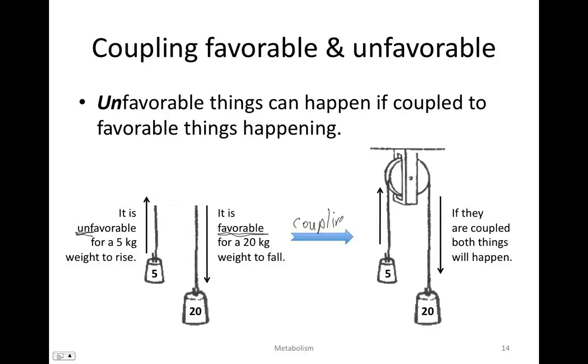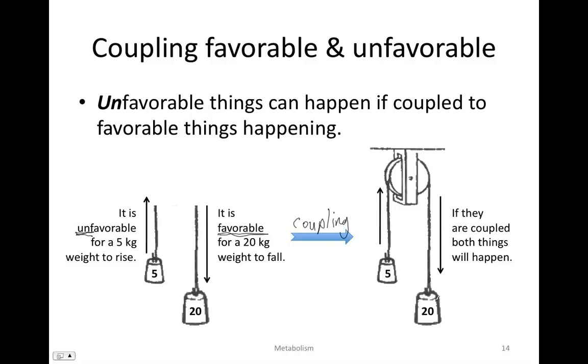So you couple one of these processes, the favorable process, with the unfavorable process. Couple the favorable falling of the 20 kilogram weight, using a pulley, to the lifting, the rising of the 5 kilogram weight. If they're coupled, both things will happen. The favorable and the unfavorable thing will happen together. Notice that the favorable thing has to be more favorable than the unfavorable thing is unfavorable.